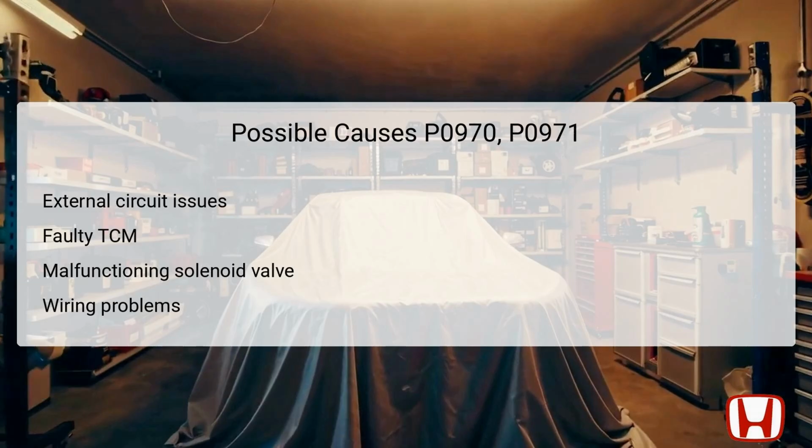The potential causes for the DTC P0970 and P0971 primarily include issues in the external circuit related to the CVT clutch pressure control solenoid valve. A faulty TCM can also trigger these DTCs if it fails to correctly interpret the circuit signals. Furthermore, a malfunctioning CVT clutch pressure control solenoid valve itself can directly result in incorrect pressure modulation, activating these DTCs.